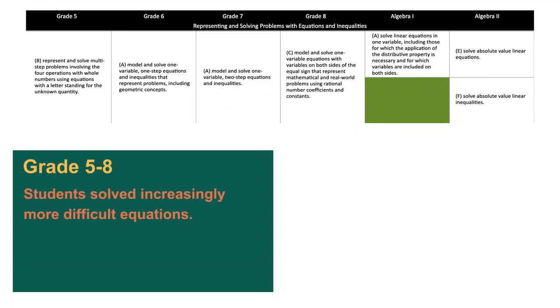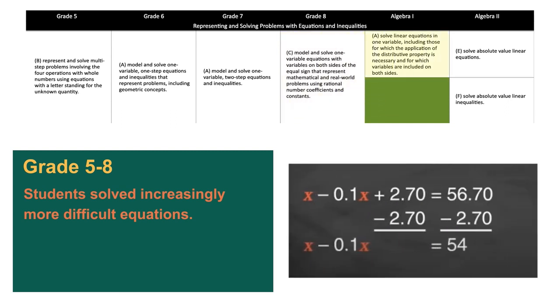Students in 5th grade began by representing and solving multi-step problems using a variable. This progressed from 6th through 8th grade as students modeled and solved equations and inequalities with increasing difficulty. This leads to Algebra 1, where students will solve still more complex problems, including those that have variables on both sides and require the use of the distributive property.